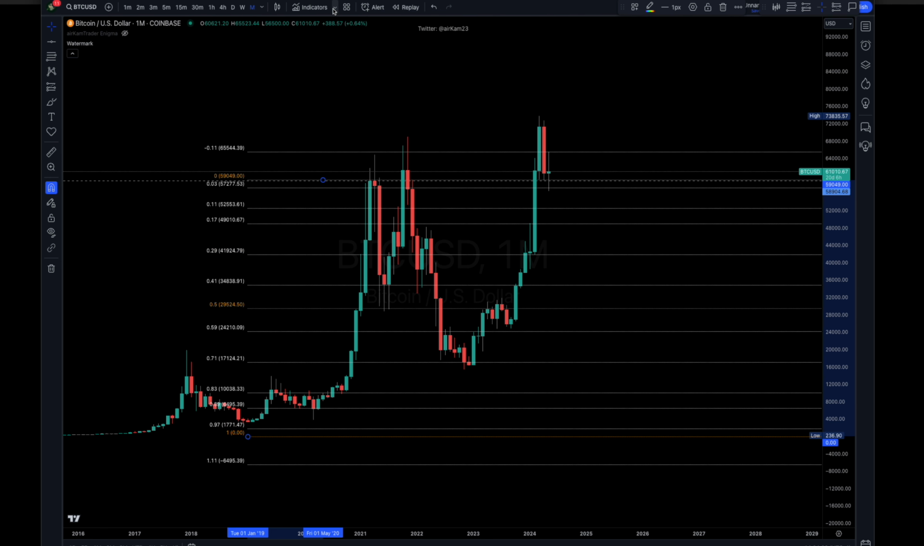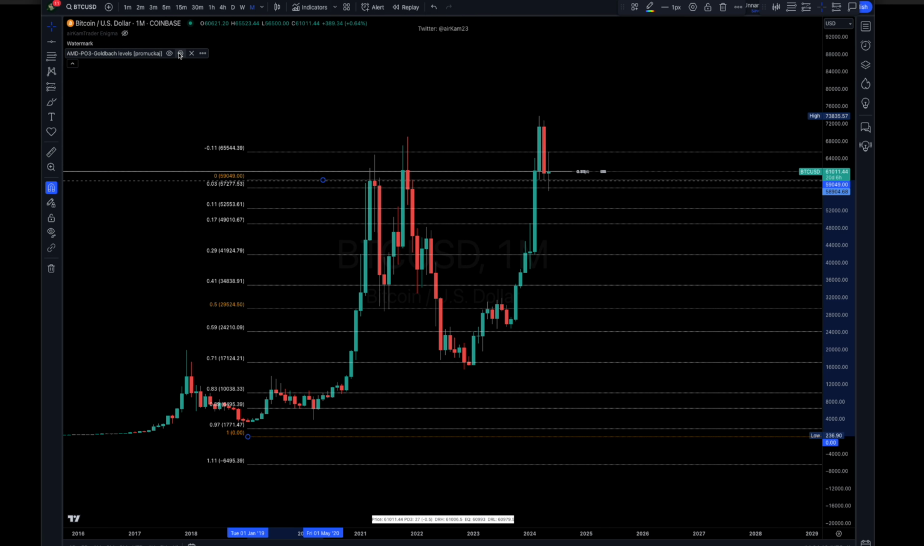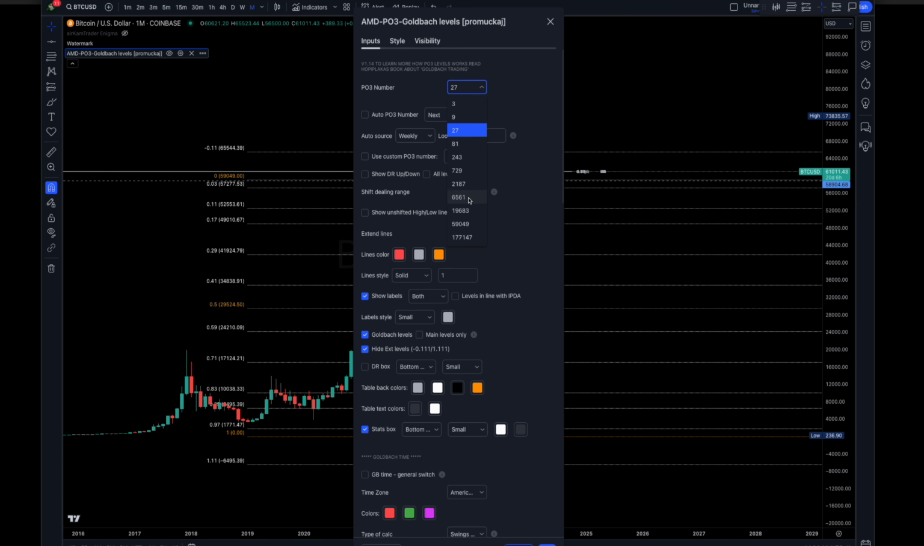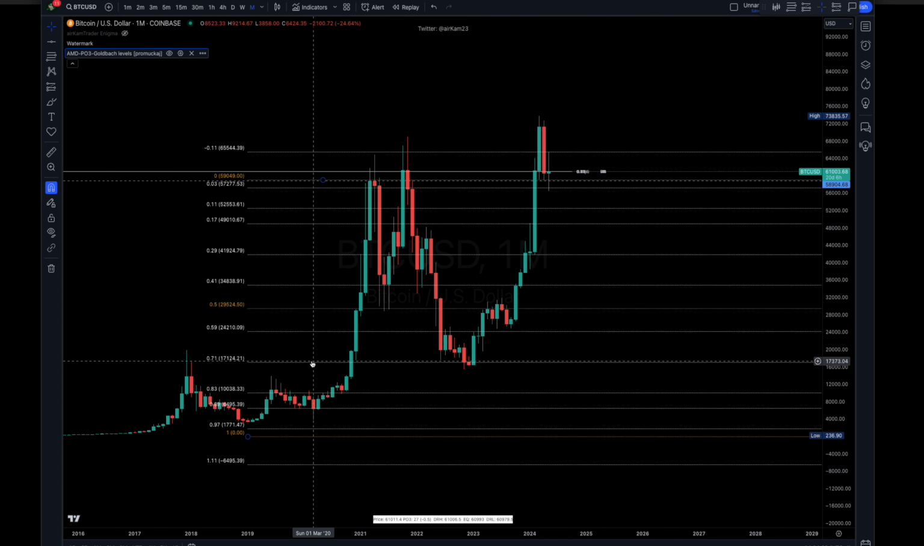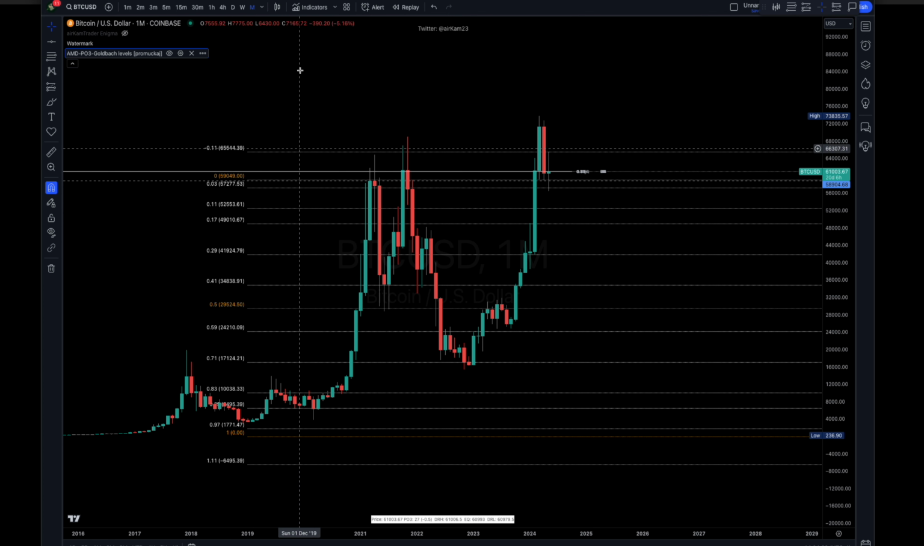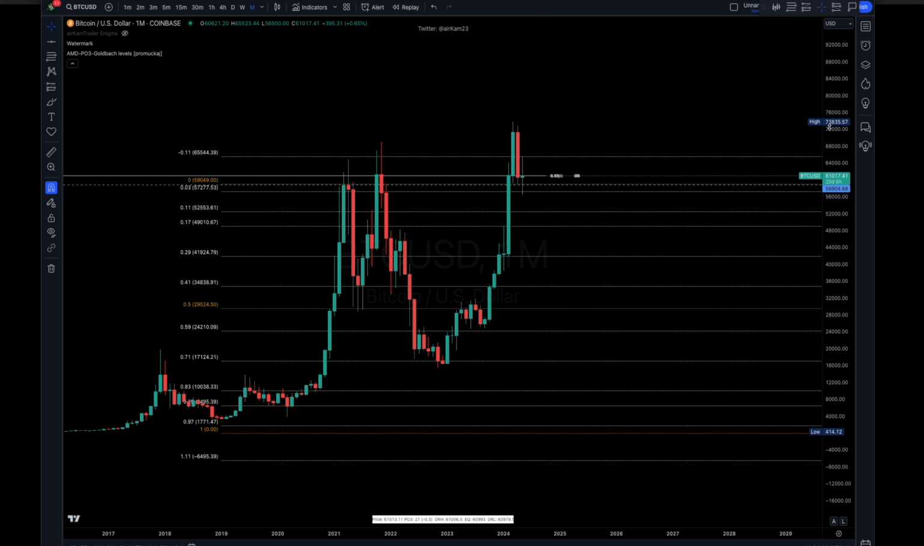Now, a quick shortcut to the power of 3 dealing numbers. The indicator I really like is the AMD power of 3 Goldbach levels indicator. Okay, and it's got the dealing range numbers in here. 59,049. So when price was below that, that's the dealing range that was in play. Now, there's a full breakdown on the previous video. Once we broke 59,000, we had a dealing range expansion.